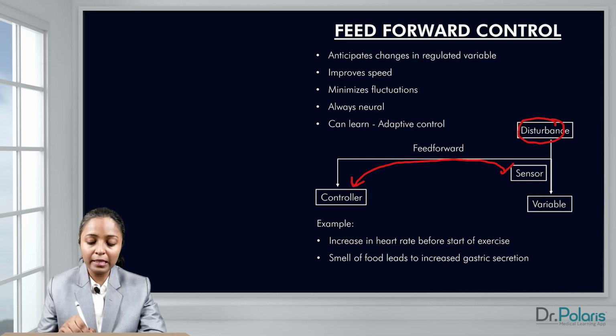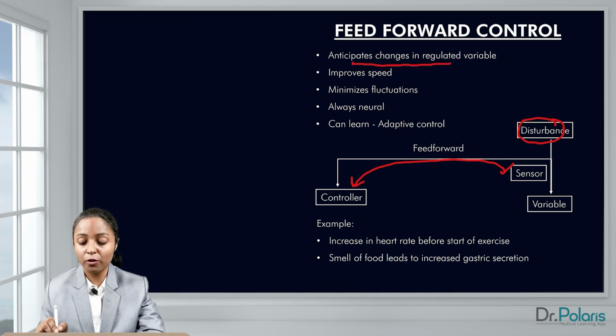So basically it anticipates changes in the regulated variable because it is detecting the disturbance itself. This helps in improving the speed and minimizing fluctuations, because as we saw in the negative feedback system there are oscillations. Here we are anticipating the change and correcting it fast, right? So this is improving the speed of correction, and this is minimizing the fluctuations in the value of the variable. Now, this feed forward control system is always neural. Remember that, because it has to be very quick. Hormonal actions are not that quick. So feed forward is always neural.